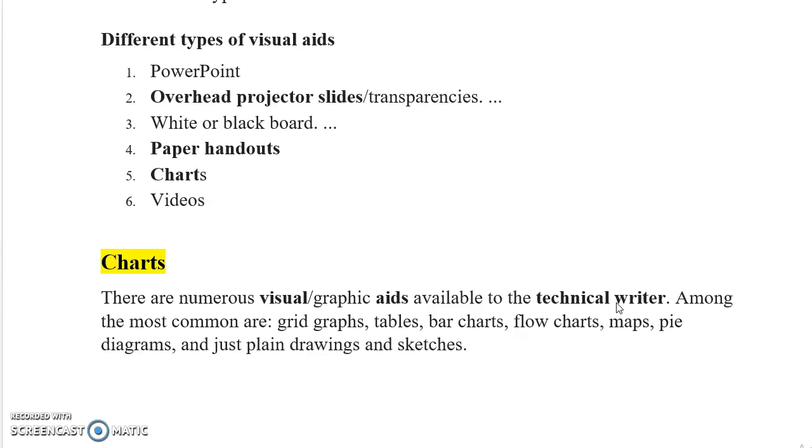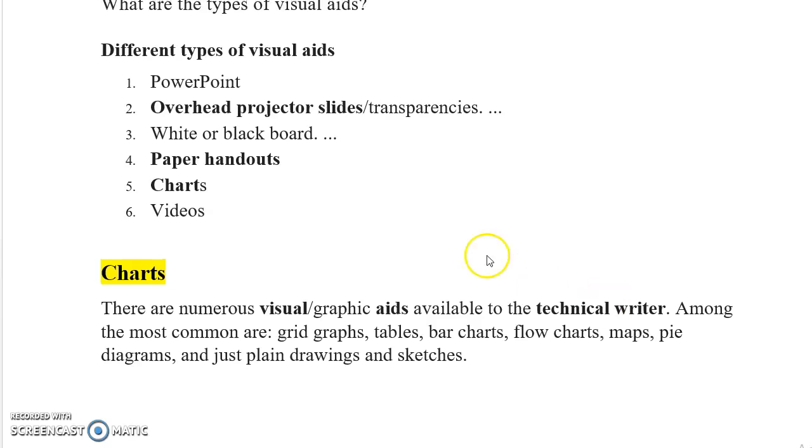Okay, let's go ahead with the types of visual aids. We have PowerPoint. We can use the PowerPoint. Inside we can use some pictures, some lines, some summaries, and so on. Overhead projector slides. This is the same as what is used in some classes at the universities. White or blackboard. Again, this is similar to what is used at schools or universities.